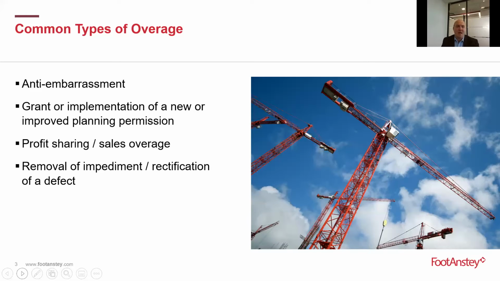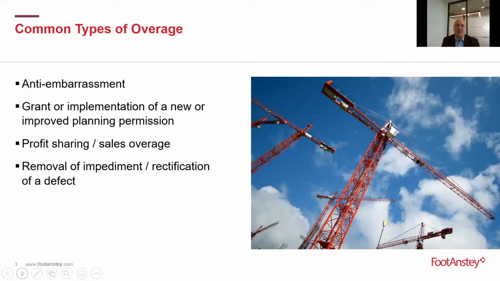And then finally, another common type of overage is the removal of an impediment or the rectification of a defect. This could, for example, be the removal of a restrictive covenant or the rectification of a highways issue. By rectifying that defect, the value of the land may be substantially increased, and again, the seller would like to share in the uplift in value that has created. So those are some typical examples of where and how overage is used.